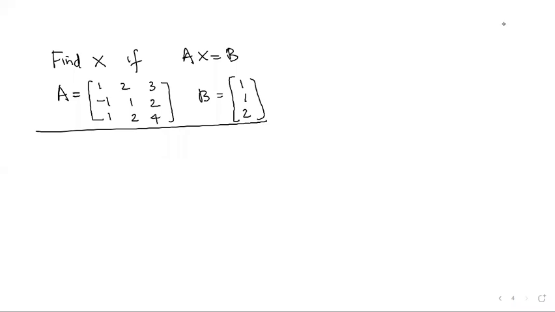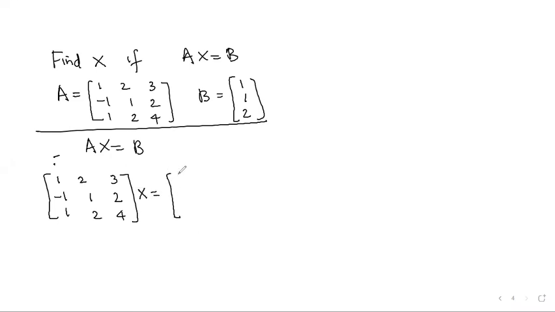Find matrix X if AX equal to B. Can you start? First you write AX equal to B. Replace A with 1, 2, 3; minus 1, 1, 2; 1, 2, 4, into X equal to B.